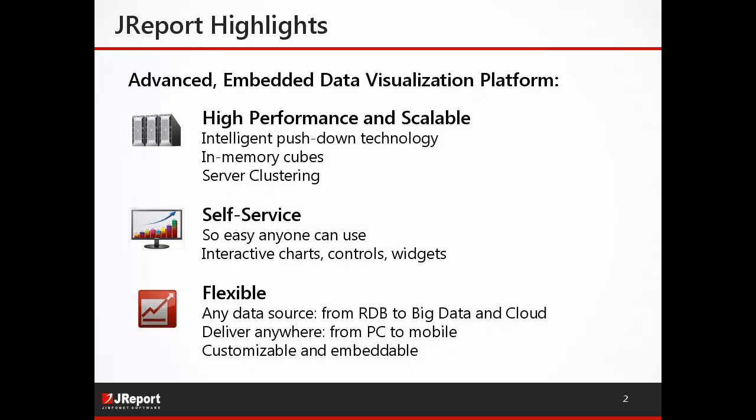We have a few key areas: high performance and scalability. JReport uses intelligent pushdown technology, wherein the queries are passed from the JReport server onto the database, and then the database performs all the heavy computation and submits the aggregate result sets back to the JReport server, which are then stored in data structures such as in-memory cubes. So when the reports and dashboards need those aggregate values, they can access them from the in-memory cubes, which makes the reports a lot faster and quicker.